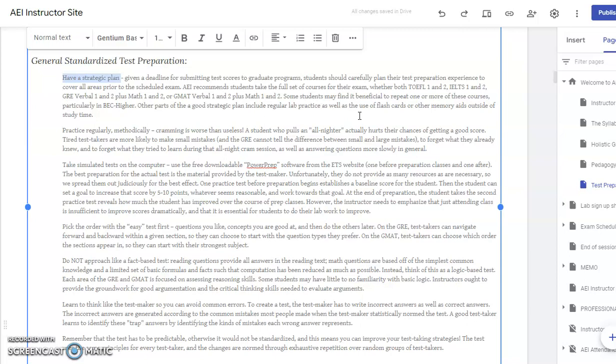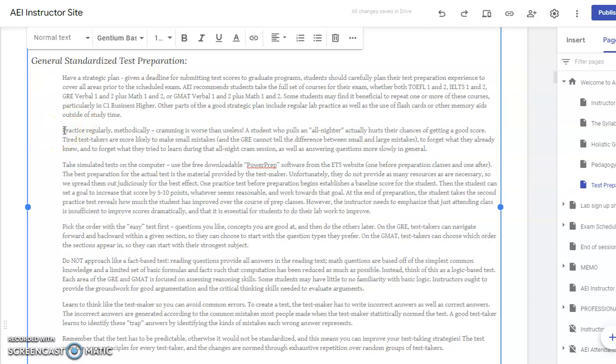Some students may find it beneficial to repeat one or more of these courses, particularly in C1 Business Hire, which recently rebranded from BEC Hire. Other parts of the good strategic plan include regular lab practice, as well as the use of flashcards or other memory aids outside of study time. That's just the first part.